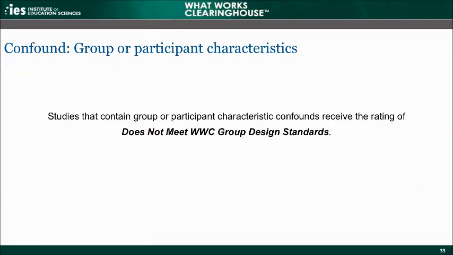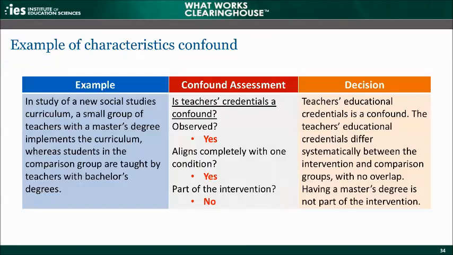Studies that contain the characteristics confound receive the rating of does not meet the WWC group design standards. And like with the N equals 1 confound, the studies with characteristics confound cannot recover their rating. And now let's take a look at a few hypothetical examples before we move on to examples from the WWC reviewed studies. Let's go to the next slide.